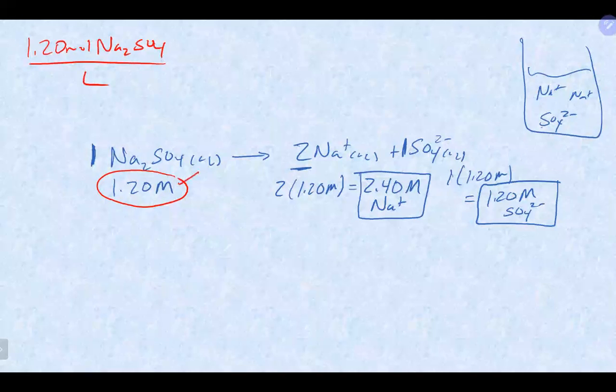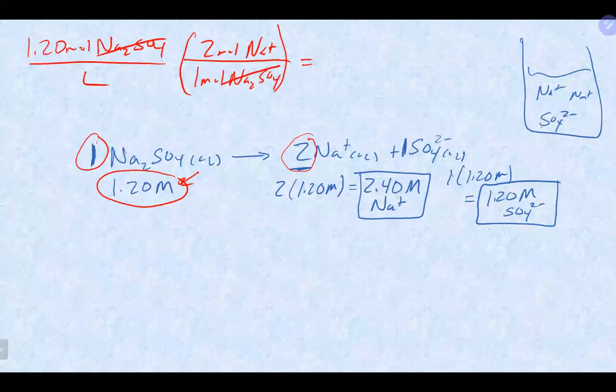That's what the big M stands for, right? And you basically just do a mole to mole relationship, 1 mole to 2 mole from the equation. So that would be 1 mole of the whole thing gives you 2 moles of the sodium ions. The moles of the whole thing cancel, and you end up with 2.40 moles of sodium ions per liter. That is essentially where the 2 comes from. It's really the stoichiometry part of it, the mole to mole relationship.